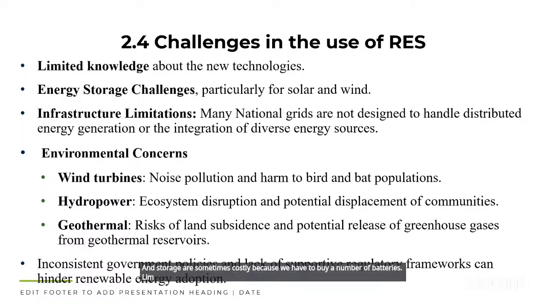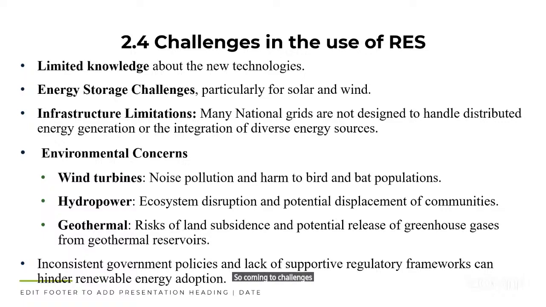The third limitation is infrastructure. This applies most in a number of African countries, because sometimes we need to be connected to the national grid or to do some interconnection to be able to use renewable energy in producing in decentralized areas. So coming to challenges, we have environmental concerns.